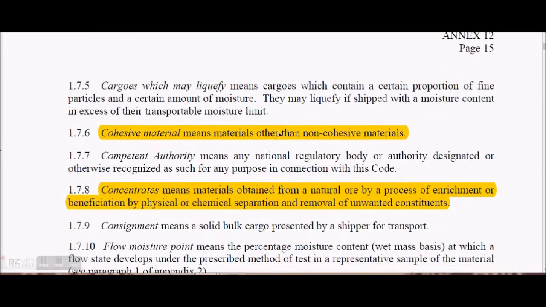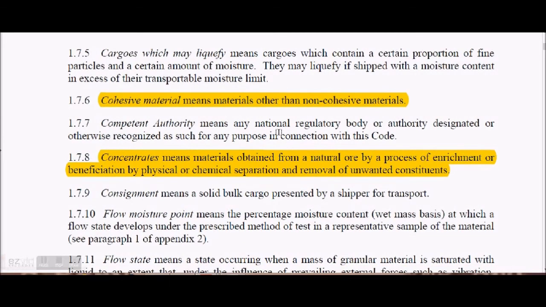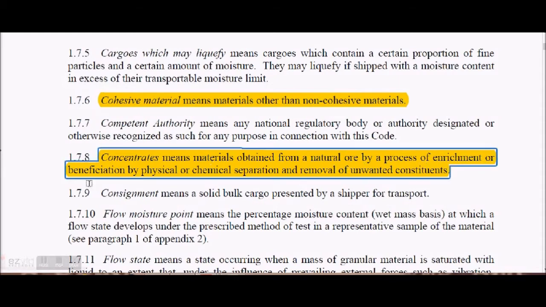Cargo which may liquefy. Okay, cohesive material means the material other than non-cohesive materials. Just for the time being we will just read this one, because afterwards will come what is non-cohesive materials. Then concentrates, competent authority. Everyone knows concentrates, because these definitions are asked. Concentrates means the material obtained from a natural ore by a process of enrichment or beneficiation, by the physical or chemical separation and removal of the unwanted constituents. So this has to be learned as it is.